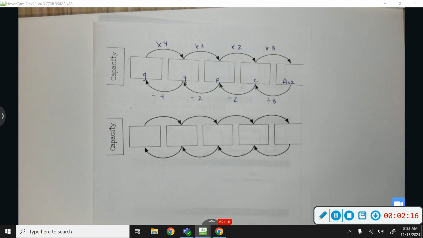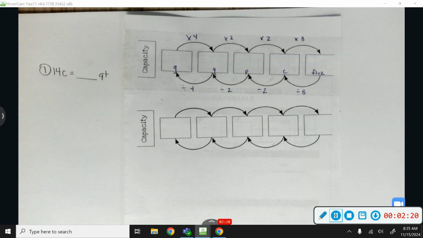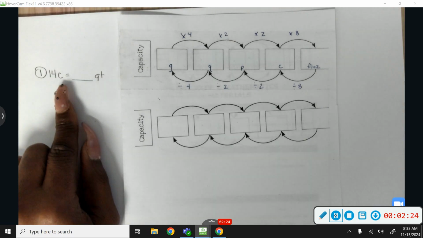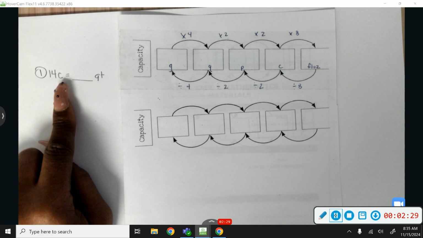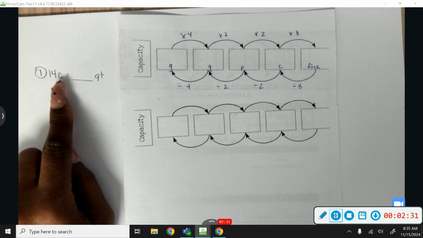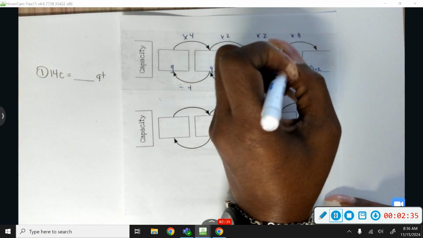Now, let's look at a practice problem. Okay, so let's look at this first problem together. We have 14 cups is equal to how many quarts? So first of all, we're starting with my cups. So I would simply put my 14 in my cups box. Here goes 14 in my cup box.